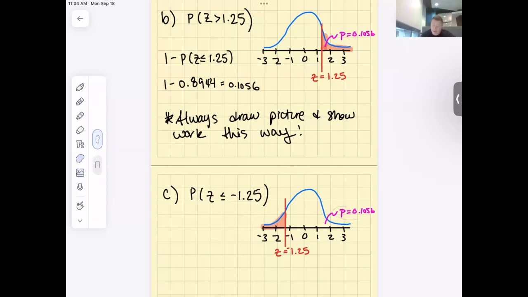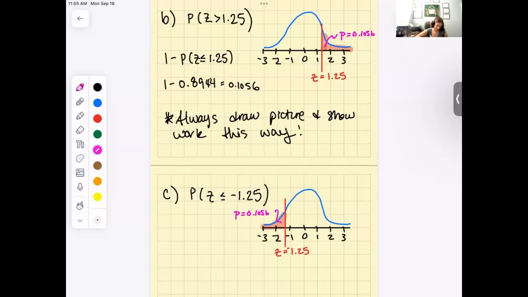Mm-hmm. Okay, so then we want to label that probability. Go ahead and use the table. What do you get? Again, you get 0.1056. So note the symmetry. Wanting greater than 1.25 on the right-hand side is the same as wanting less than negative 1.25 on the left-hand side, right? Because it is a symmetric graph. So just note the symmetry.